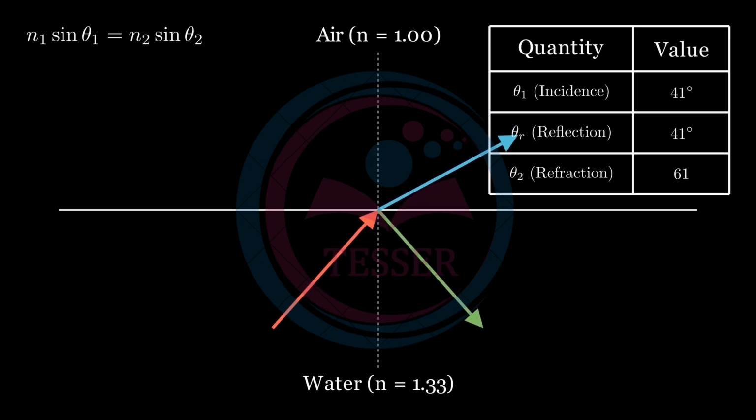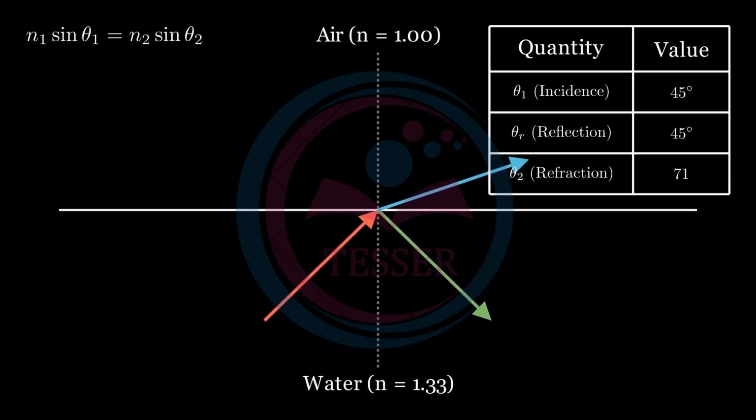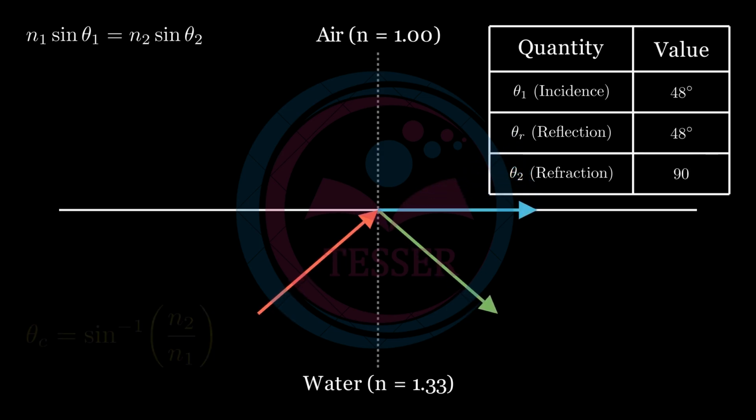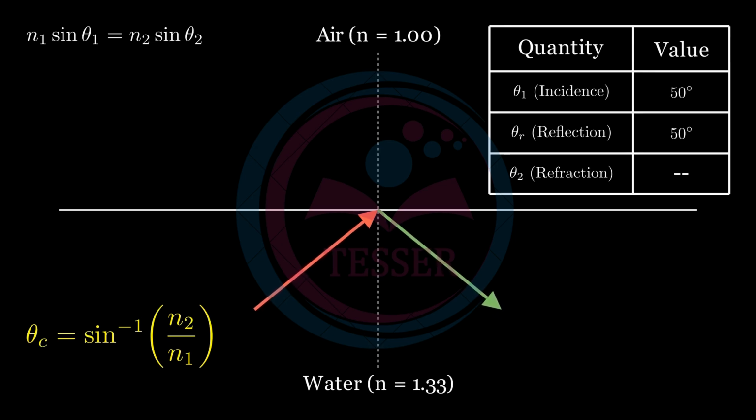Notice two things. First, the reflection angle always equals the incident angle. Second, the refracted angle changes according to Snell's law: n1 sin θ1 equals n2 sin θ2. As the incident angle increases further, the refracted ray bends closer and closer to the interface. At one special angle, the refracted ray travels exactly along the boundary. This angle is called the critical angle.